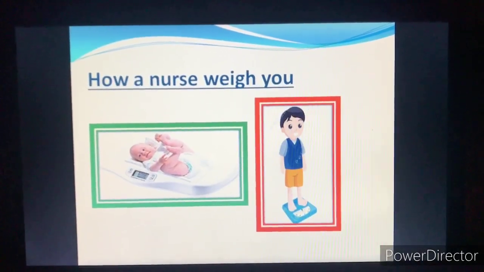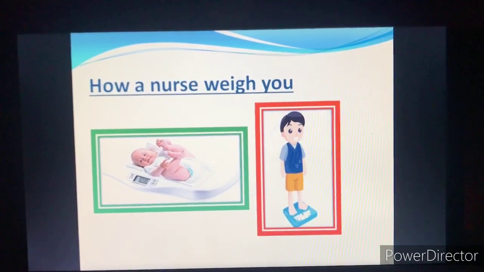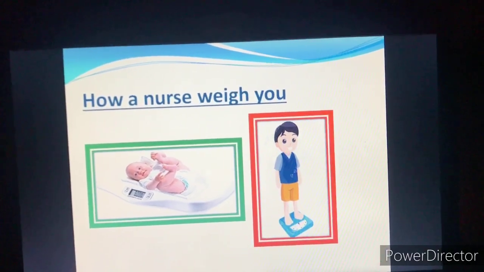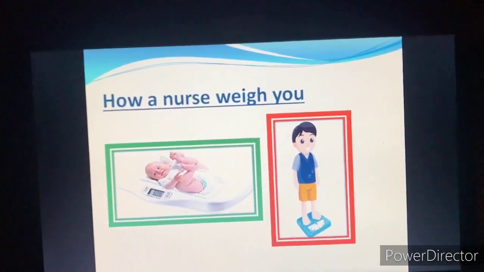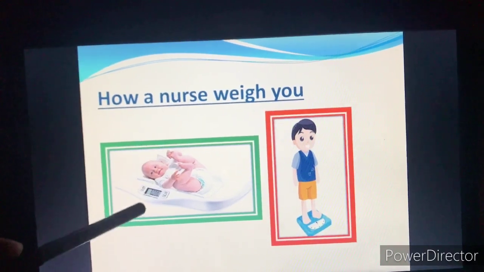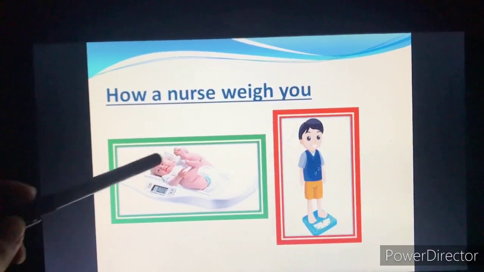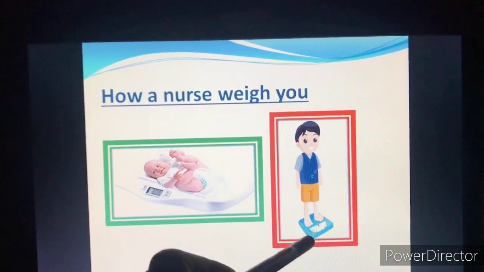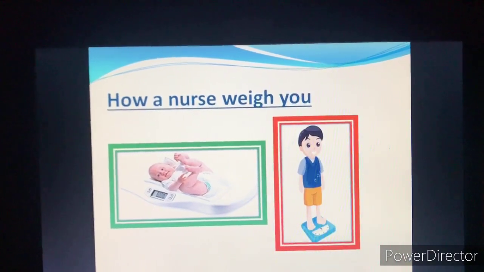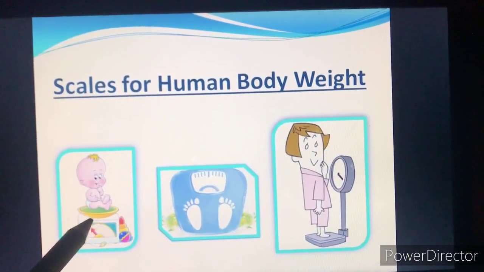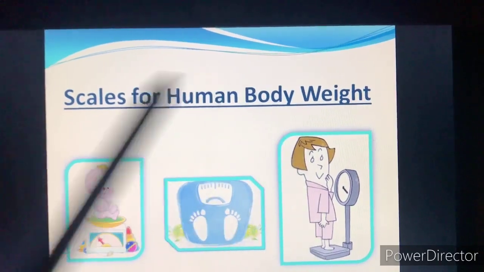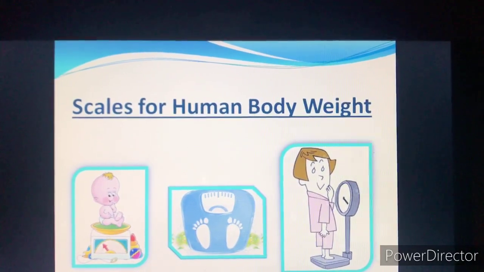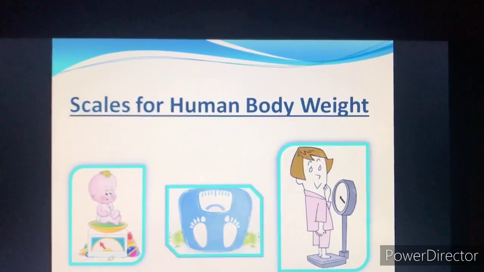But what about us? If you are going to some hospital, how does a nurse weigh you? Yes, there are some different types of scales through which they can weigh you. This is also called a digital scale, on which usually infants or small babies can be weighed. And this is the scale on which you or some toddlers can weigh. These are a few examples of scales on which we can weigh a human body. The other scales we use to weigh objects are also similar to them.